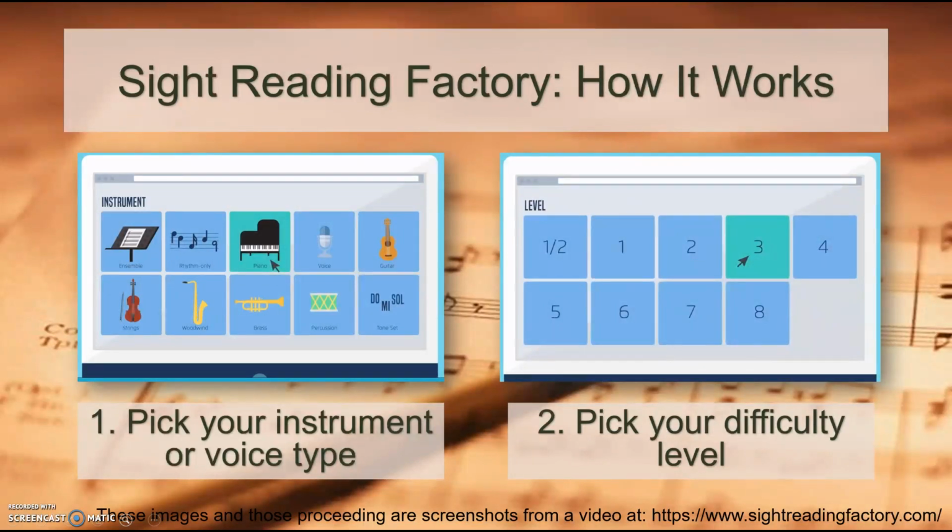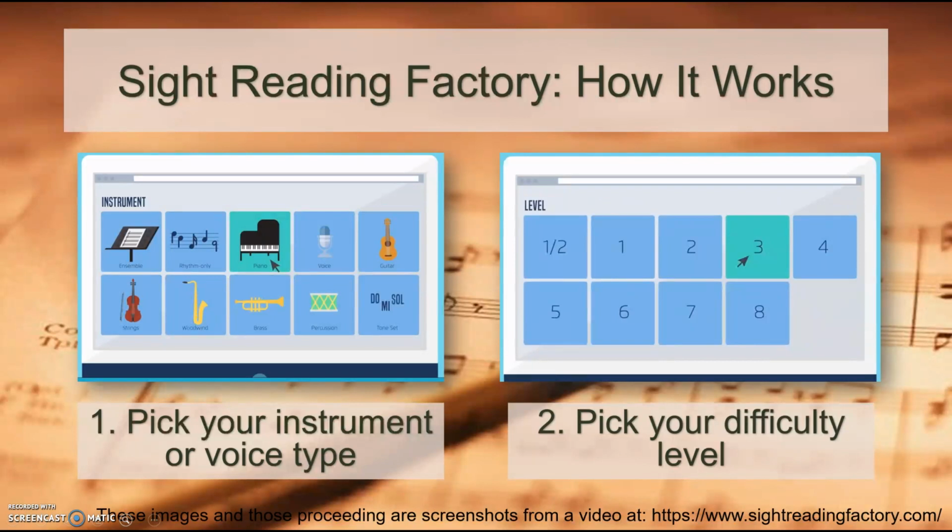Step 1 is to pick your instrument or voice type. Sight Reading Factory can create sight reading passages for all instruments, whether it's wind, percussion, strings, piano, guitar, choral, you name it, they probably have it. It can even generate full ensemble pieces with numerous parts as if you're practicing for full group sight reading.